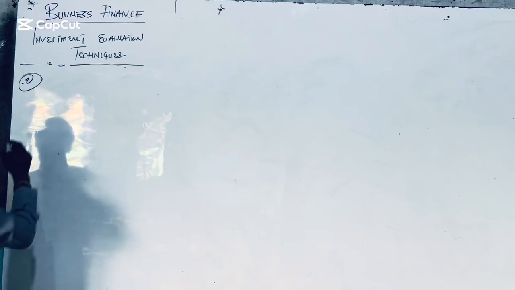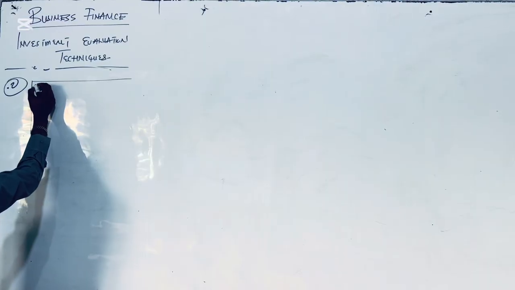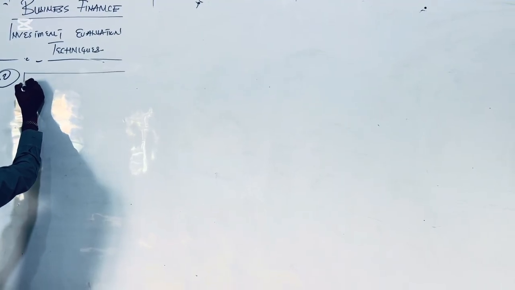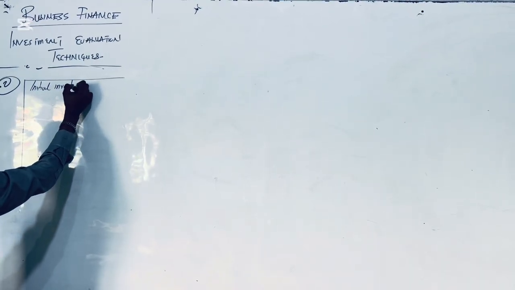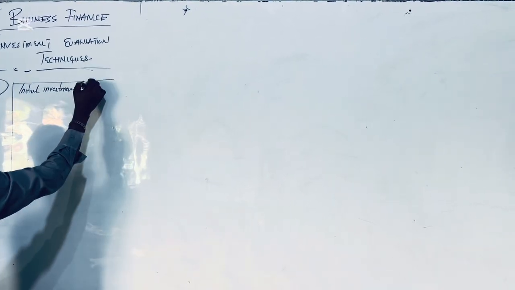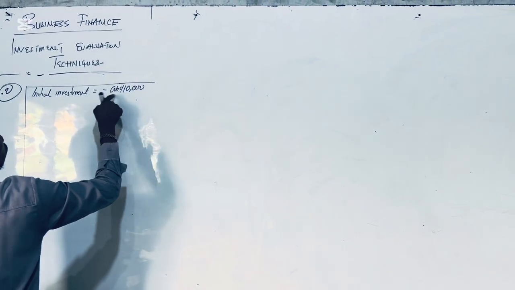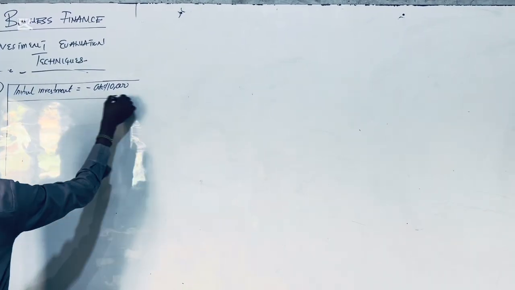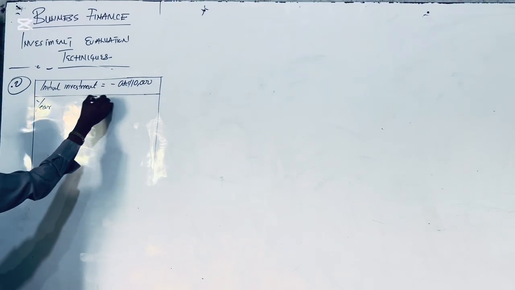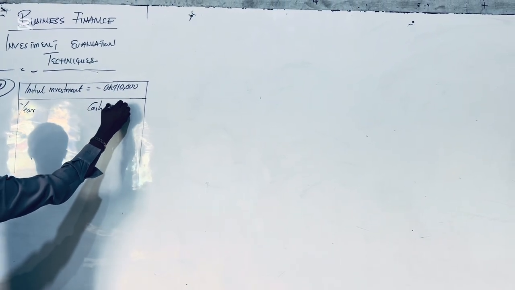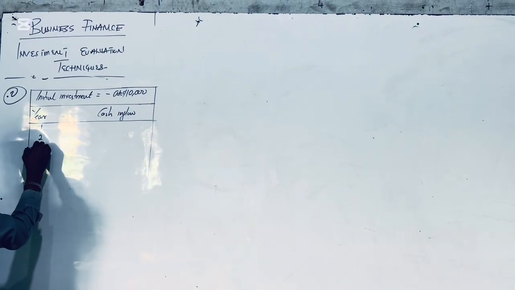Look at example 2. So in example 2, let's say we have this, our initial cash outlay. If you see negative, it means that is the amount of money we are going to invest. That is what it means. All right. So we have our year end cash inflow or cash flow. We have 1, 2, 3.